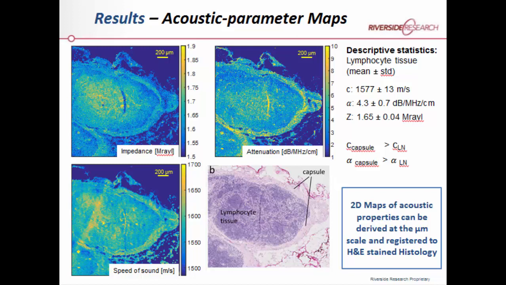We can estimate a wide range of properties. And so we really can derive the properties of the lymph node at this higher resolution. And we, of course, have the co-registered histology to compare to if we want and need to identify tissue. And again, these images have about 7 micron resolution.